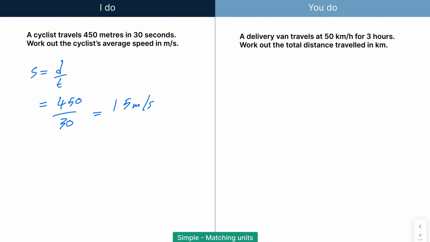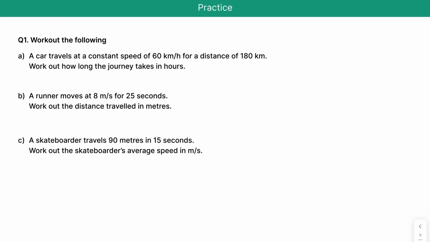Now hopefully you press pause and I'll look at the example on the right. So we've been asked to work out the distance this time. So we know that speed is distance over time. I can rearrange this to speed times time. And the units are fine, so that will just be speed, which is 50 kilometers per hour, times the hours, and that is going to be 150 kilometers is the final answer there. So here's some practice questions, press pause and have a go. Here are the answers, mark your work.